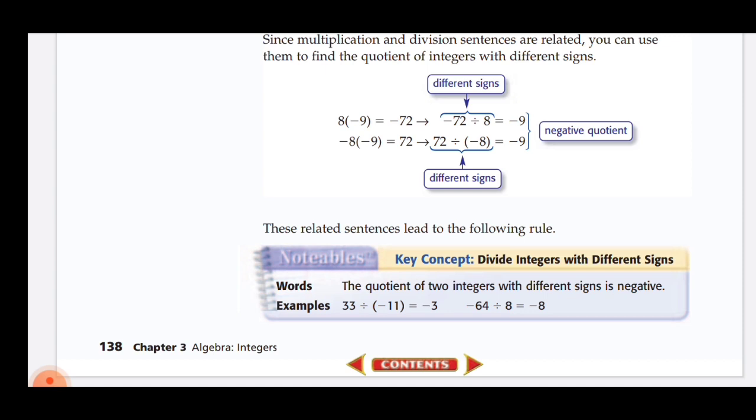This related sentence leads to the following rule. Key concept: divide integers with different signs. The quotient of two integers with different signs is negative. Examples: 33 divided by -11 equals -3. -64 divided by 8 equals -8.